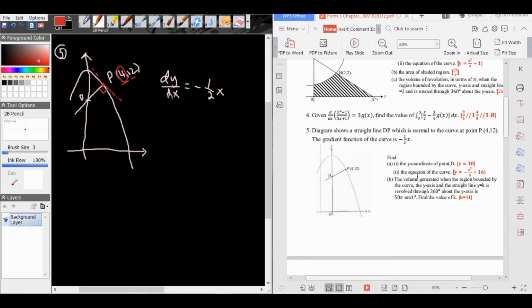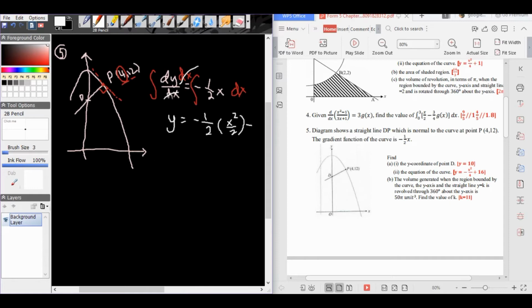Number 2, find the equation of the curve. So we are given the gradient function dy dx equals to negative 1 over 2x. So you just need to integrate both sides. Okay, we integrate both sides. So dx cancel. Integrate dy equals to y. Integrate this one, you will have negative 1 over 2 times x squared over 2. Then don't forget to plus c. So y equals to negative 1 over 4x squared plus c.